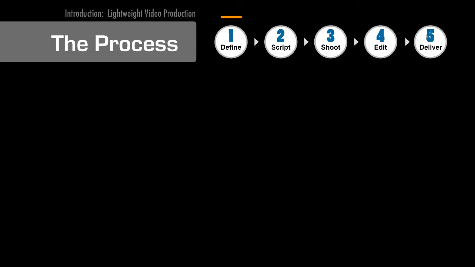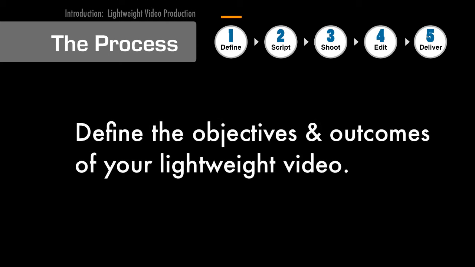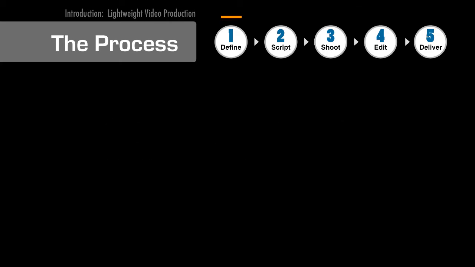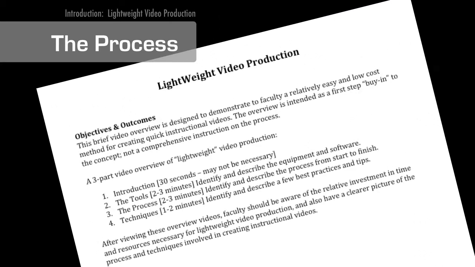In this essential first stage, the objectives of the video are defined and an outline is created. Depending on the scope of the project, this can be something as simple as a few sentences and bullet points. The point here is to clearly define the objectives and outcomes. Here's an example of the objectives and outcomes that I've created for this video.